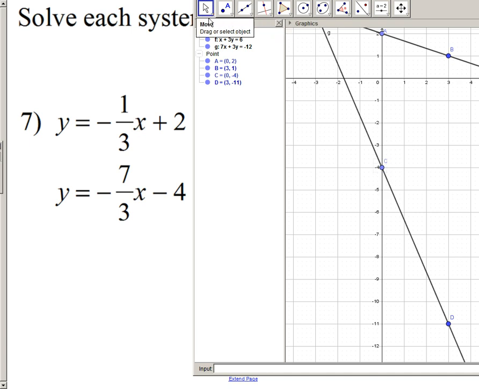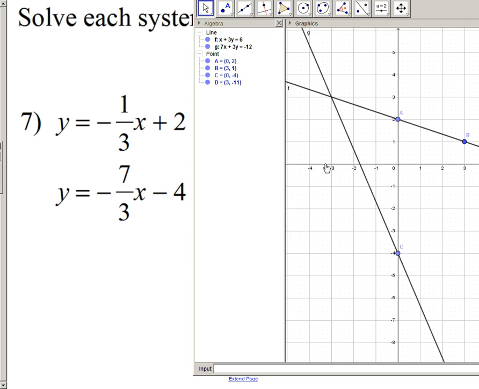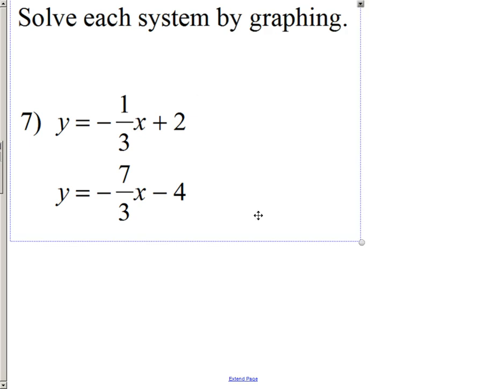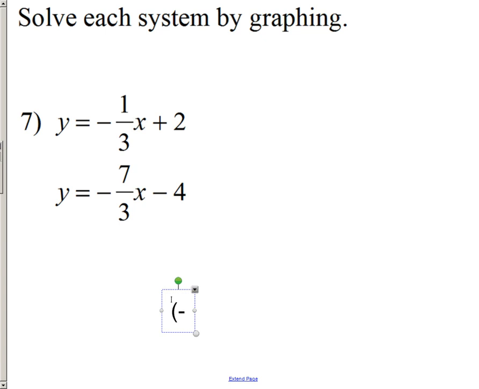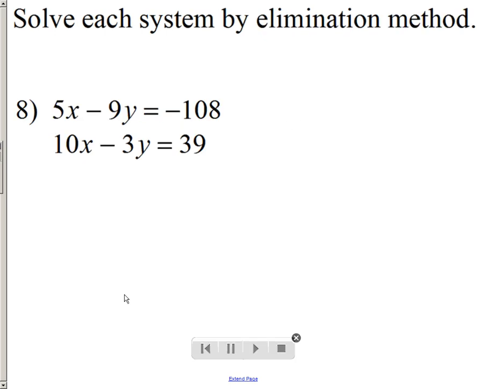And then it's just a matter of finding where these lines cross, or if they cross, and I see it's at -3, +3. So there we go. There's the solution for these. Almost done. Here's number 8.